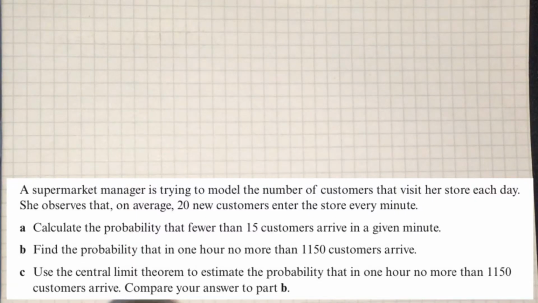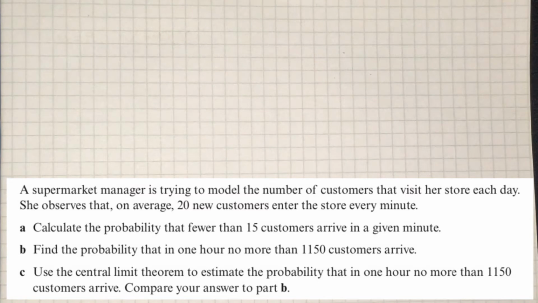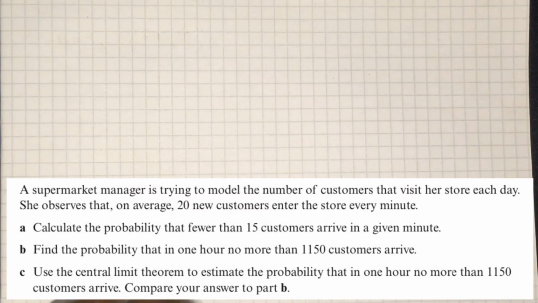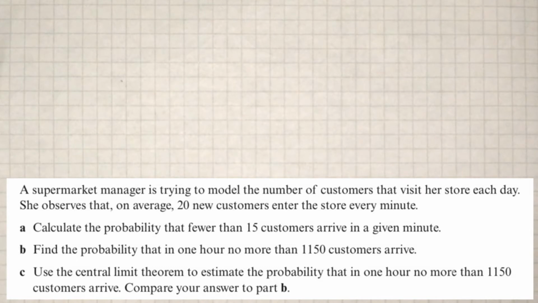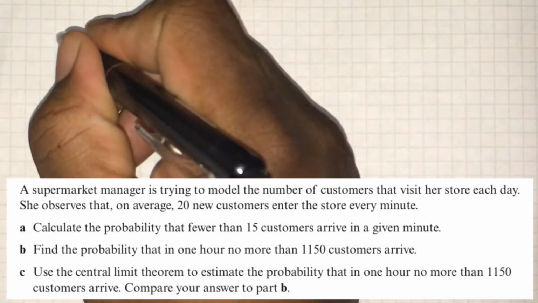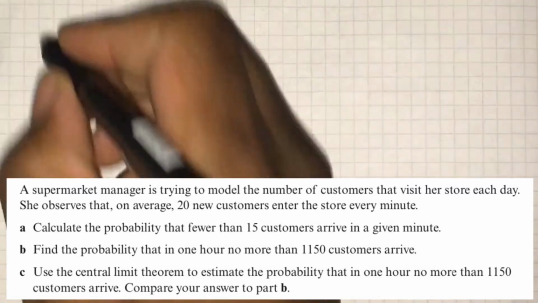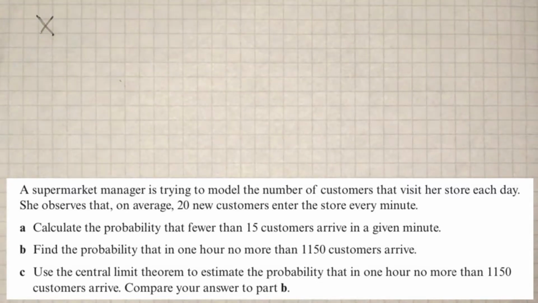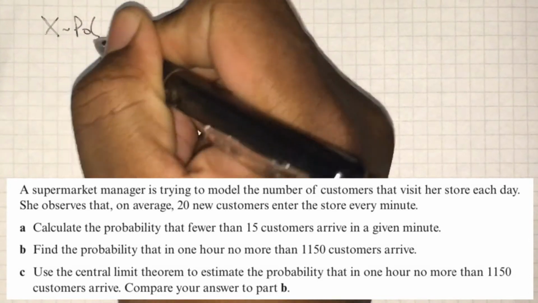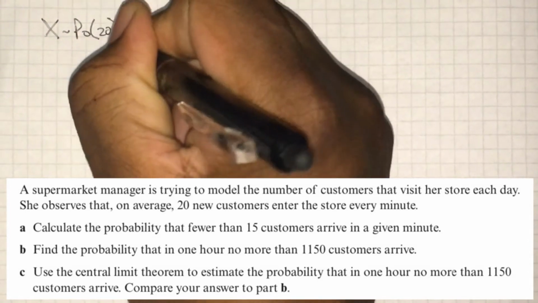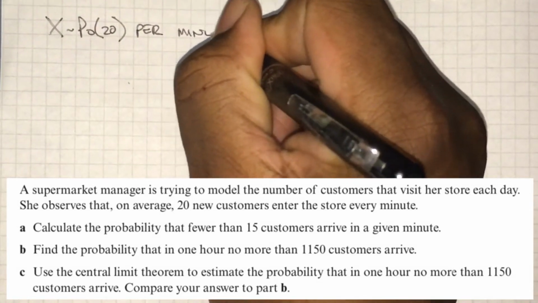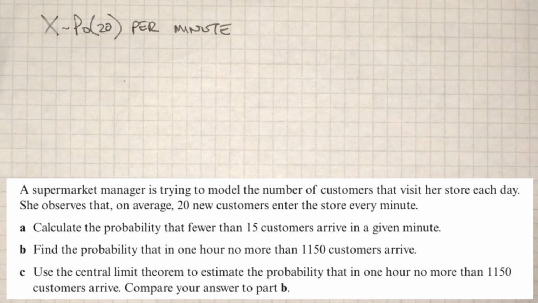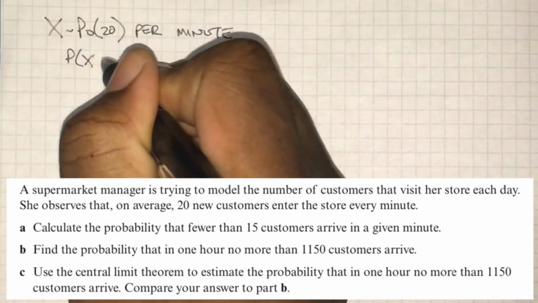Okay, so let's try an example here. Be on the lookout for which distribution we should be using. In this example, we're looking at a supermarket and the customers that visit the supermarket. The manager has observed that on average there are 20 new customers every minute. Now the 20 per minute there lets me know that I'm working with a rate. So I've spotted that we're working with the Poisson distribution. So I'm just going to start to state that. x is the random variable, and it follows a Poisson distribution where lambda is 20 per minute. So 20 customers arriving in the shop per minute.